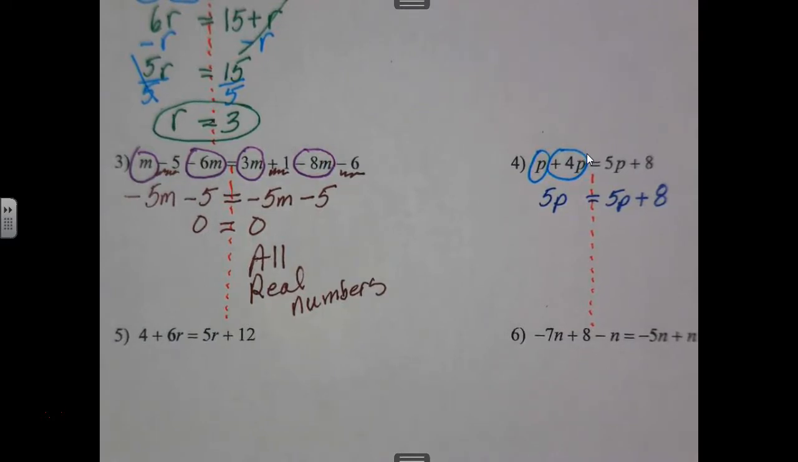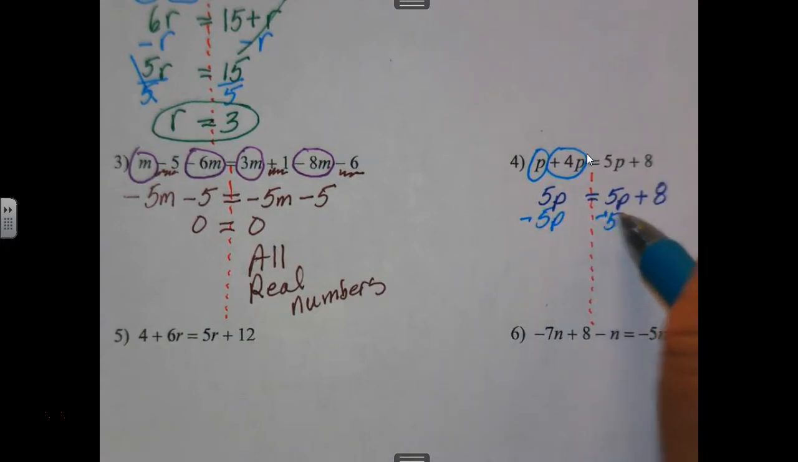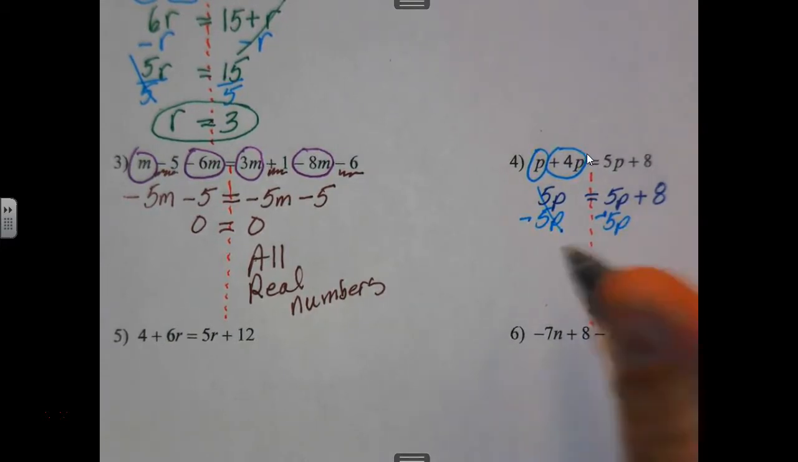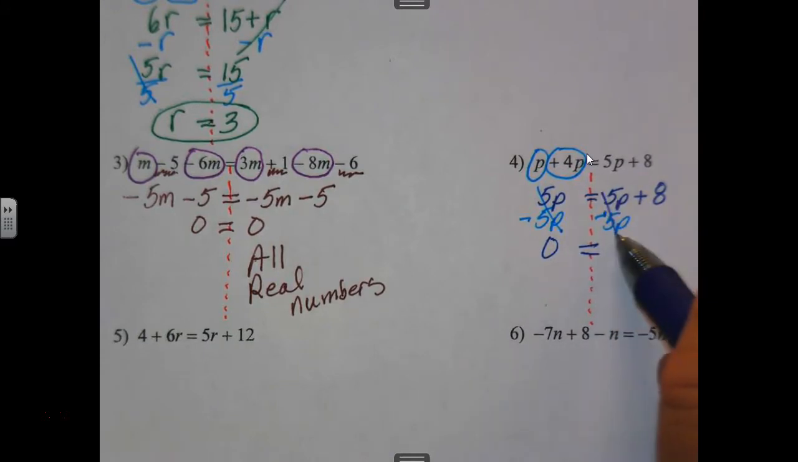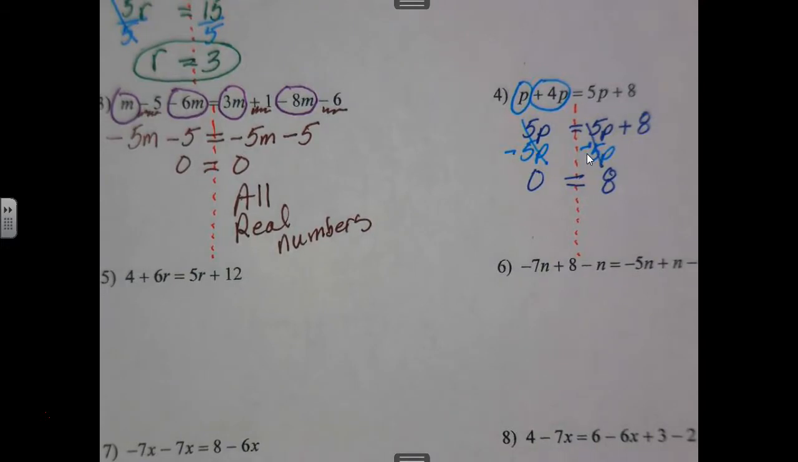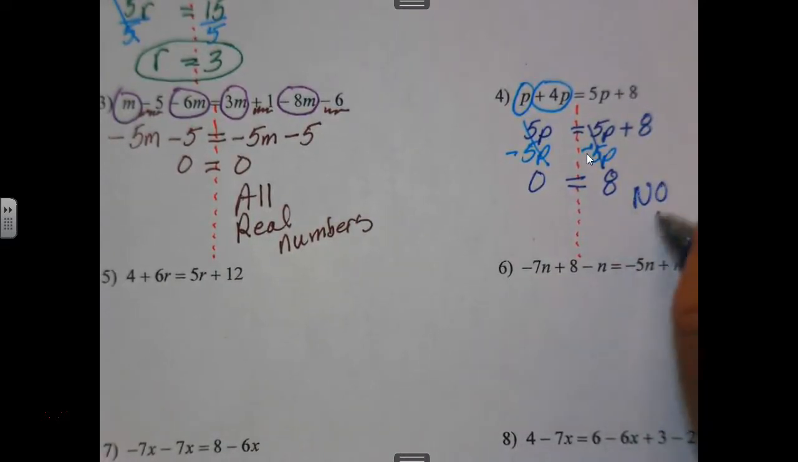Yeah, when you go to subtract 5p from both the sides, now this time I'm going to have to put a 0 there, right? Because there's nothing else to put there. These add up to 0. 0 plus 8 is 8. Now, is this a true statement? Does 0 equal 8? Nothing's going to work then. No solution.